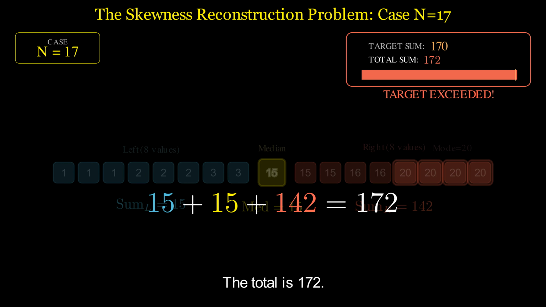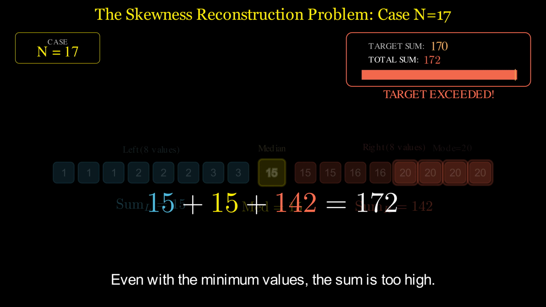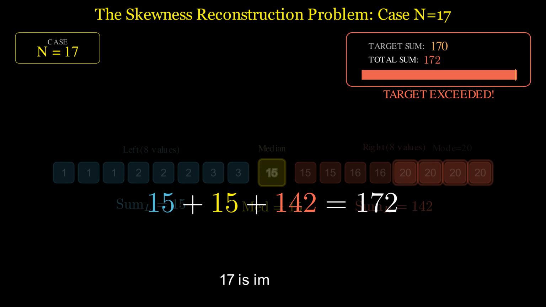The total is 172. Our target is 170. Even with the minimum values, the sum is too high. 17 is impossible.